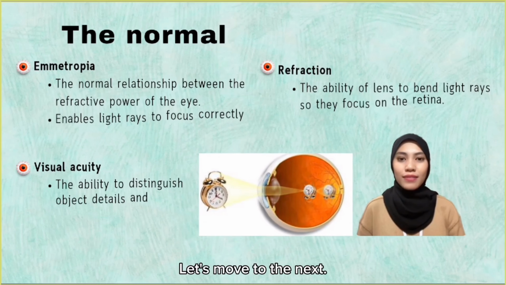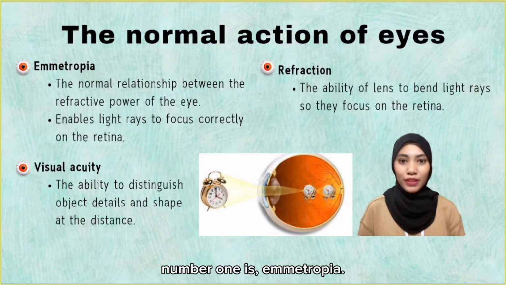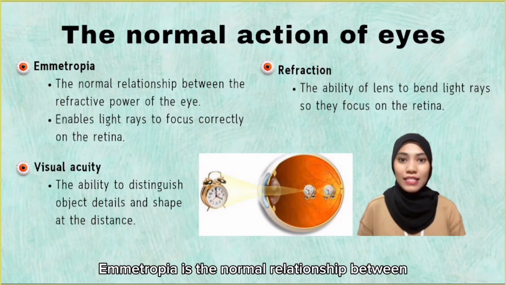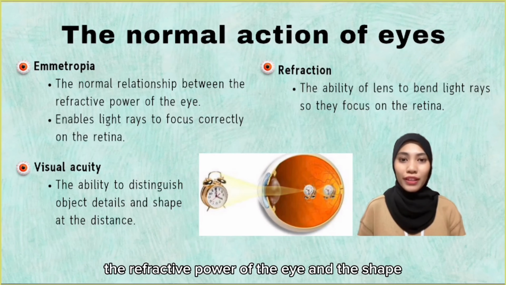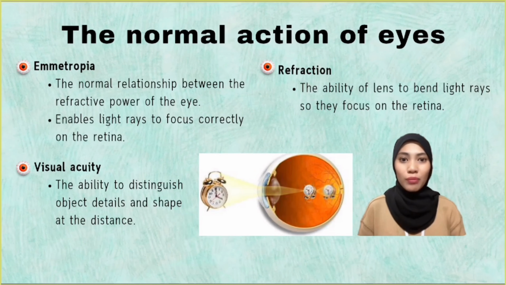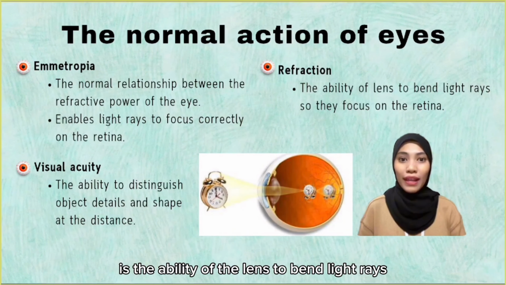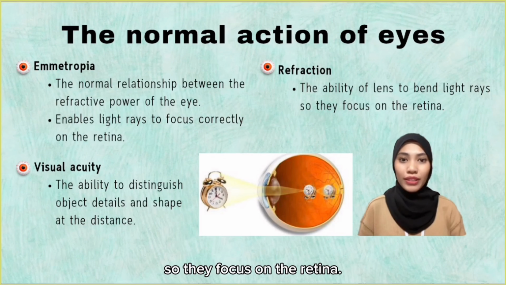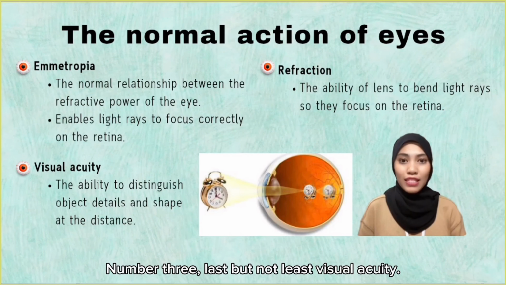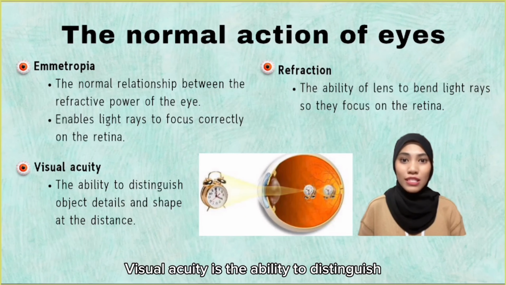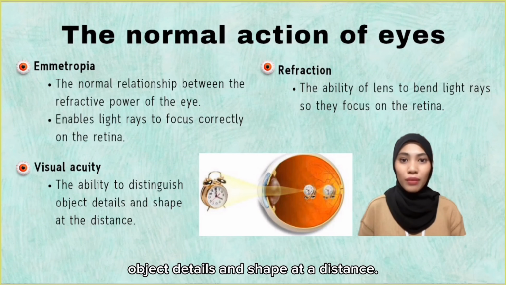Let's move to the next. Number 1 is ametropia. Ametropia is the normal relationship between the refractive power of the eye and the shape of the eye that enables light rays to focus correctly on the retina. Number 2, refraction. Refraction, also refractive power, is the ability of the lens to bend light rays so they focus on the retina. Number 3, last but not least, visual acuity. Visual acuity is the ability to distinguish object details and the shape at a distance.